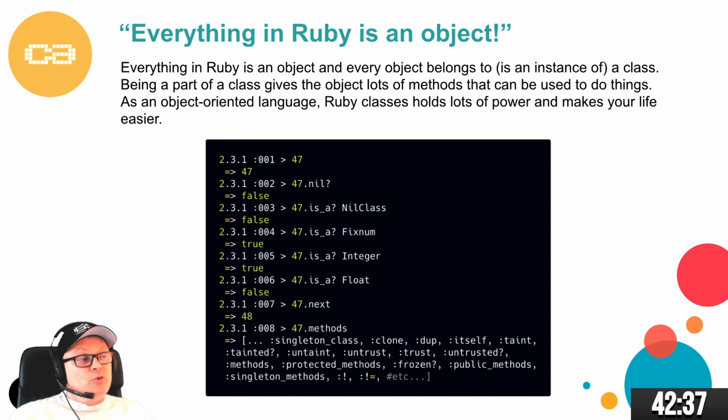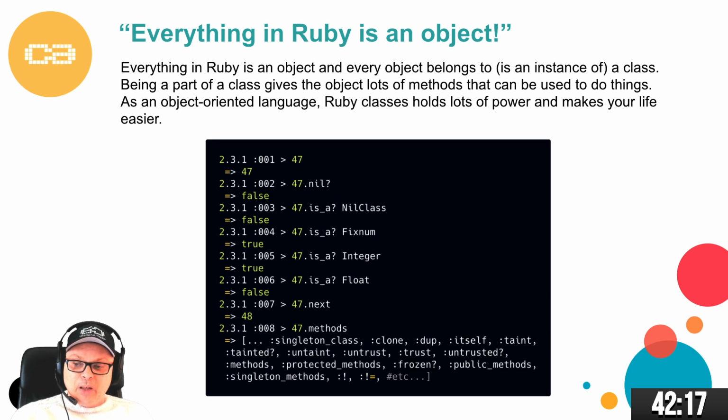Now, in Ruby, there is a fantastic little method on the number class or integer class. You can say 47.next, and that will return 48, which is quite useful if you want to count up or do some stuff, basically. So that's really, really nice.